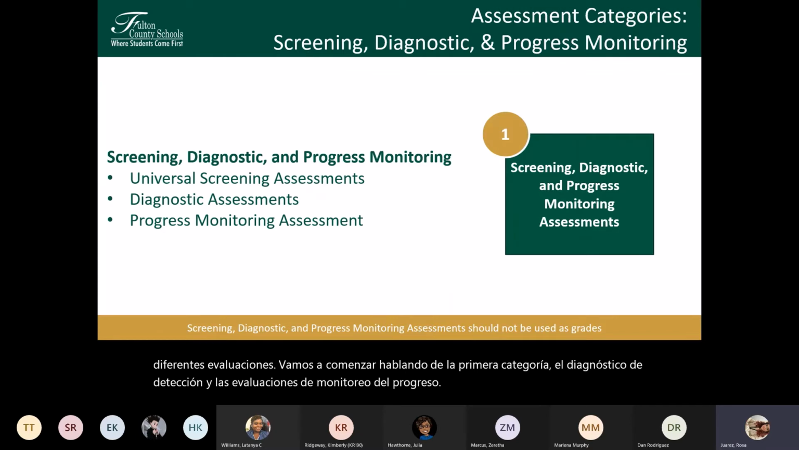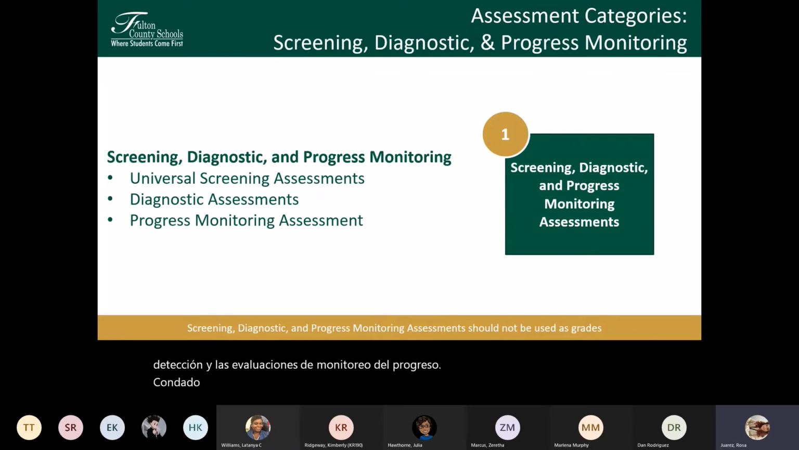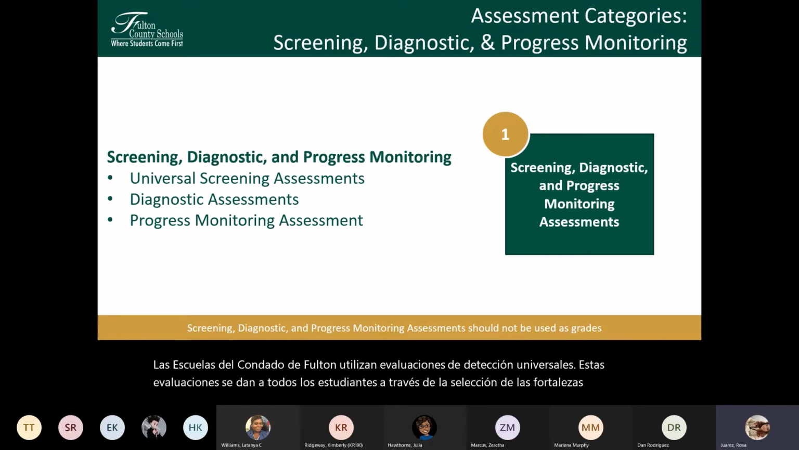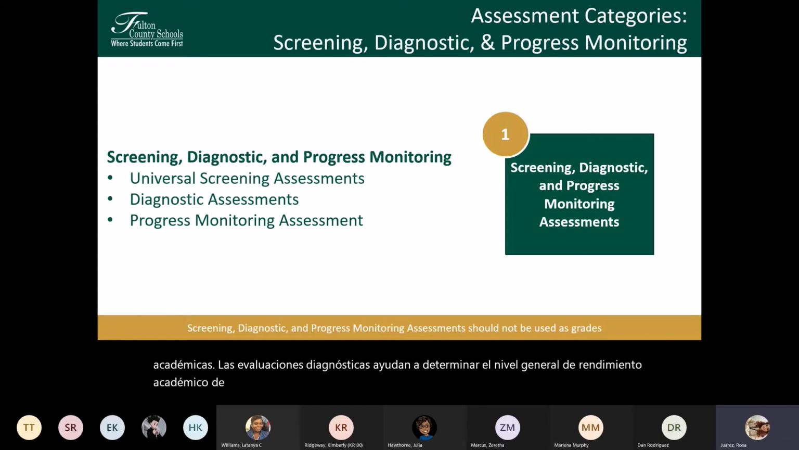Fulton County Schools uses universal screening assessments. These assessments are given to all students for screening of academic strengths and weaknesses. Diagnostic assessments help to determine a student's overall academic performance level. Progress monitoring assessments are given to students who are receiving additional interventions to support student learning.